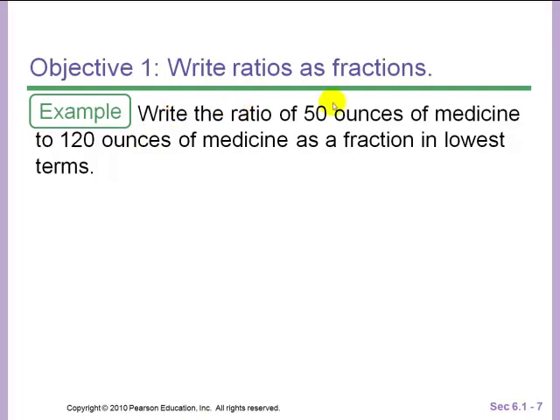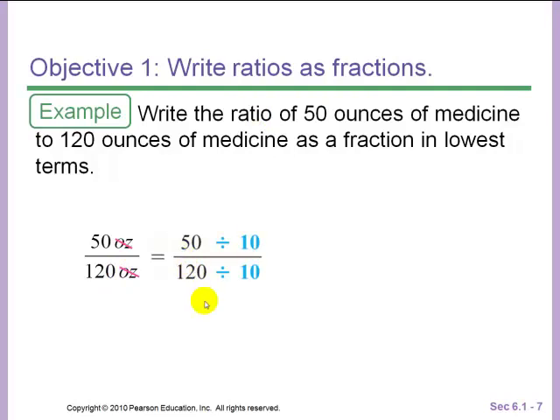Example: write the ratio of 50 ounces of medicine to 120 ounces of medicine as a fraction in lowest terms. So you have 50 ounces over 120 ounces. Again, the ounces are the same. We have the same units. That's why we're a ratio. Now we simply have to simplify, divide both top and bottom by 10, and you get 5/12.